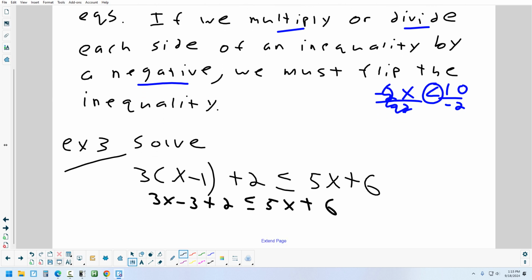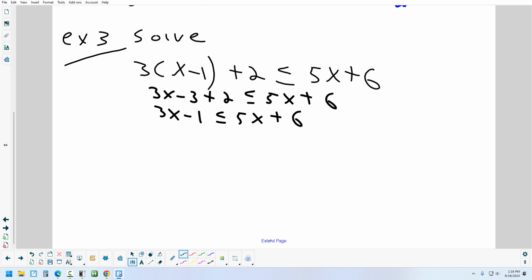Okay, so I distribute the 3 out. Next thing I need to do on the left-hand side, I still have something I can simplify. -3 plus 2. Yep, what's negative 3 plus 2? Negative 1. Okay. What would be the next thing I could do to get all the x's on the same side? You could subtract 3x. Yep. Subtract 3x from both sides.